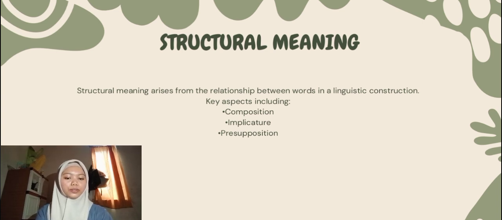The next, implicature: meaning that is implied but not explicitly stated. For example, have you finished your assignment? The implication is a question about the obligation to complete the assignment. The next, presupposition: aspects or meanings that are assumed to be true by a speaker before a statement is made. For example, the King of England is black. The presupposition is that there is a King of England.